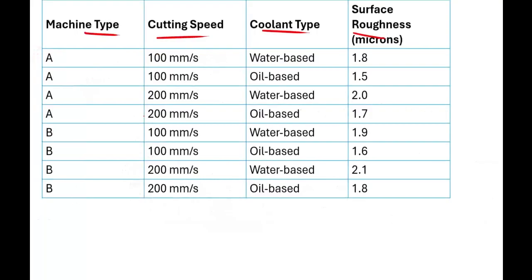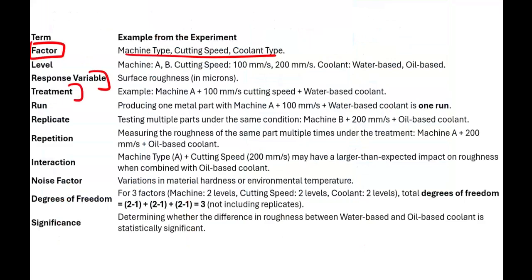And the treatment, as I told you, is when you choose one combination of the parameters. You choose machine A, cutting speed 100, water-based coolant. This will be one treatment. By the way, you can add more experiments. This doesn't mean that it ends here. And if you run the same experiment multiple times, then you will have the replicate.